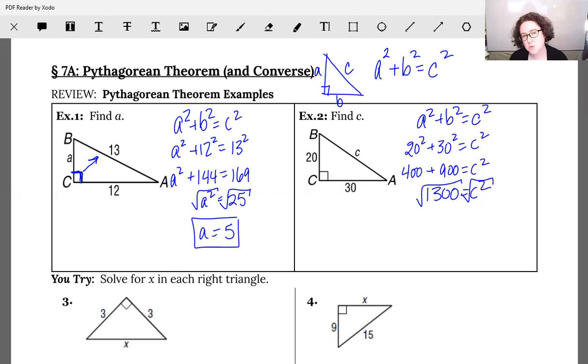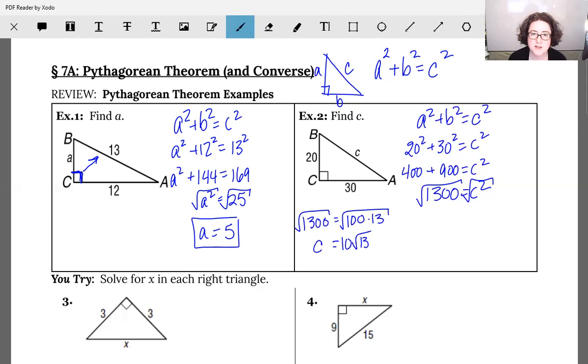So we could write this two ways. We could simplify our radical, something that you may have done in Algebra 1. We could write this as 1300 is the same thing as 100 times 13. I picked 100 out specifically because it's a perfect square. What's the square root of 100? That's 10. But 13 doesn't have a perfect square. So I could write that as 10 root 13. That's one possible solution for c.